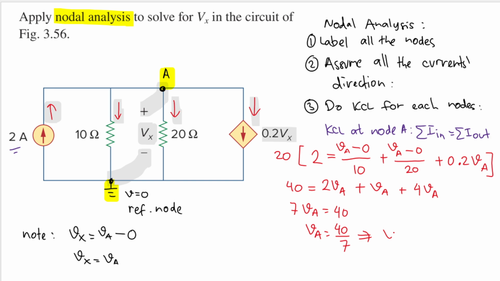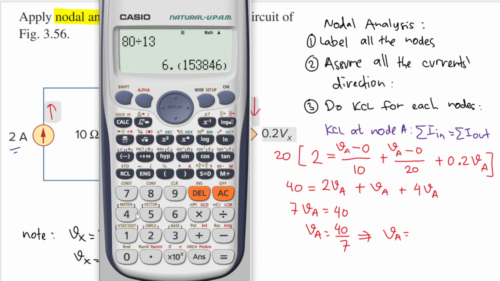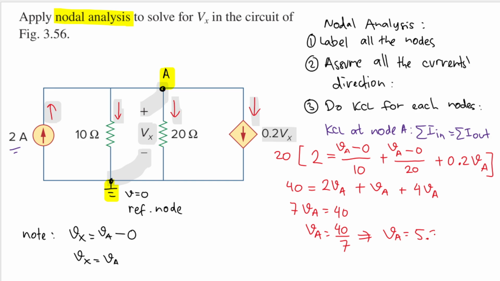And we can just plug that into the calculator. What is it? 40 divided by 7. So we'll have 5.714. And the unit will be in volts.